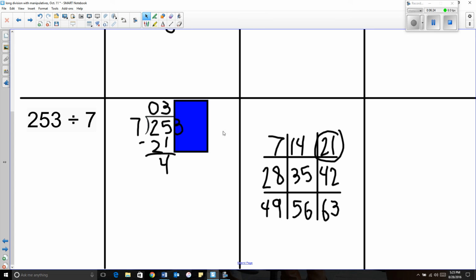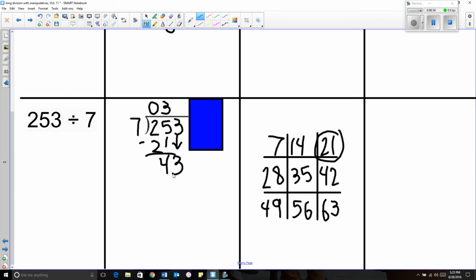Now I'm not done until there is a digit in the quotient on top of each digit in the dividend. So now I've got to drop this down. Got to drop it down to combine with this 4 to make 43. Now looking through here, what is the biggest thing we could subtract from 43? Okay, I'm hoping you're saying 42 right now. Okay, that's the biggest thing I could take away. So the most groups I could make is 6. And 6 times 7 is 42.